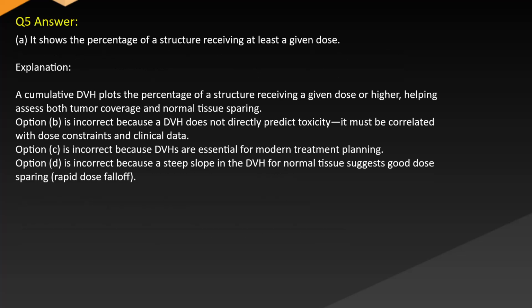Answer: A. It shows the percentage of a structure receiving at least a given dose. Explanation: A cumulative DVH plots the percentage of a structure receiving a given dose or higher, helping assess both tumor coverage and normal tissue sparing.